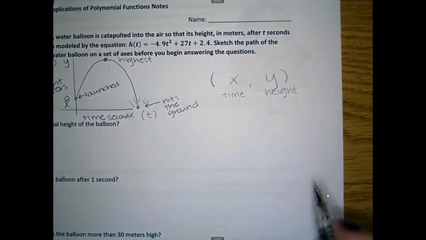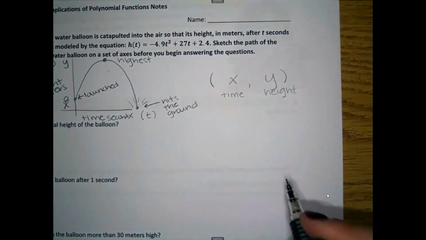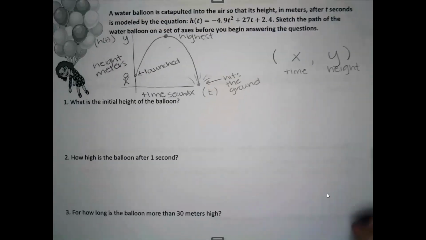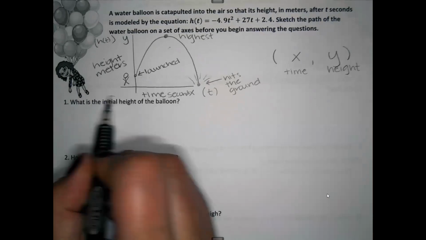So whenever we do any of these questions, we're going to want to figure out if they are asking for us to find a height, which means that somewhere they gave us a time to plug in, or if they're asking us to find a time, which means that somewhere they gave us a height to plug in. Okay, so we figure out what the question is asking, and then we know where to look on Desmos for the answer. So the first question says, what is the initial height?